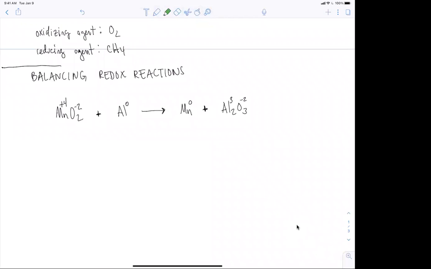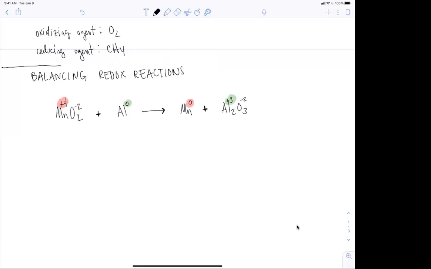So oxidized means that the oxidation number is increasing. And so if we look at aluminum, it goes from 0 to +3. So that's our oxidation reaction. And if we look at the other one, which is manganese, that goes from +4 to 0. What's happening with the oxygen? Nothing. Just -2, -2. We're not super worried about that.